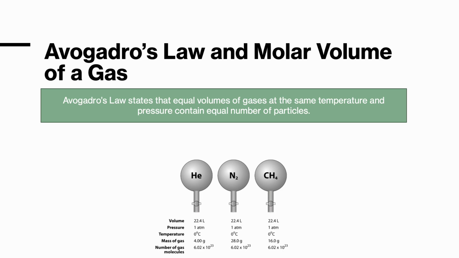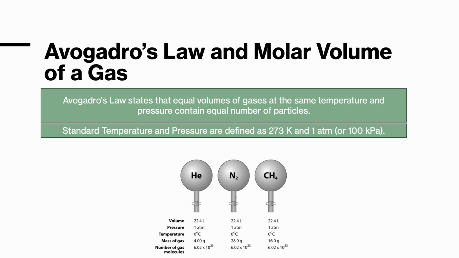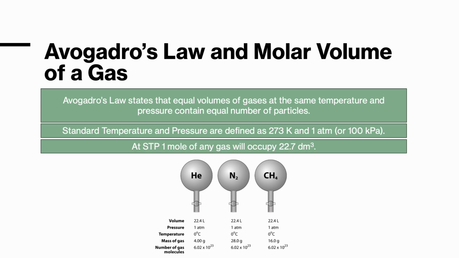Okay, so Avogadro's law states that equal volumes of gases at the same temperature and pressure contain equal number of particles. So just a point to make is that at standard temperature and pressure, also known as STP, the temperature and pressure are defined as 273 Kelvin or 0 degrees C and 1 atmosphere or 100 kilopascals respectively. So at STP, 1 mole of any gas will occupy 22.7 decimeters cubed.